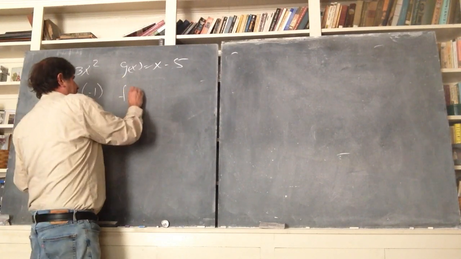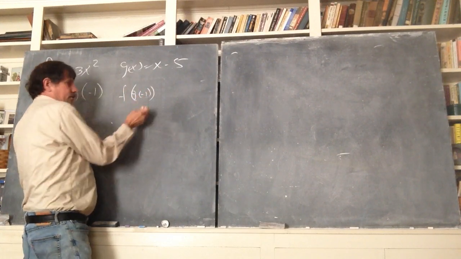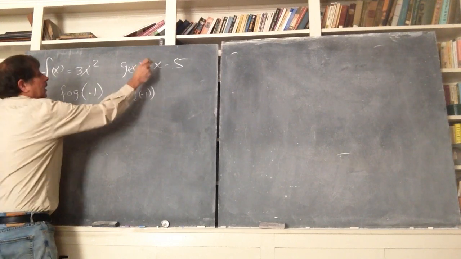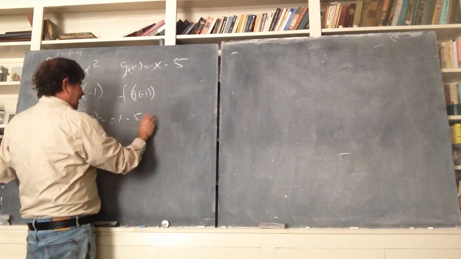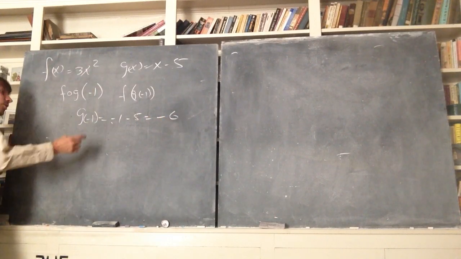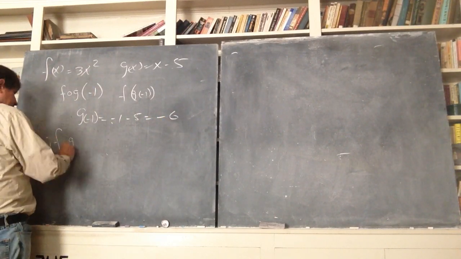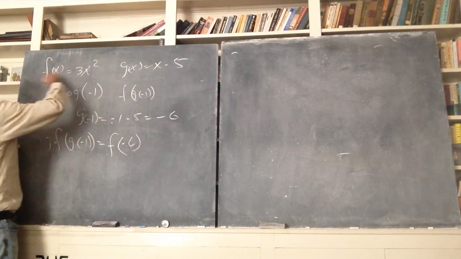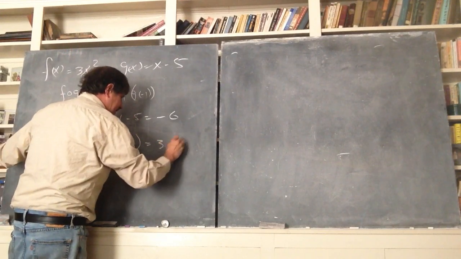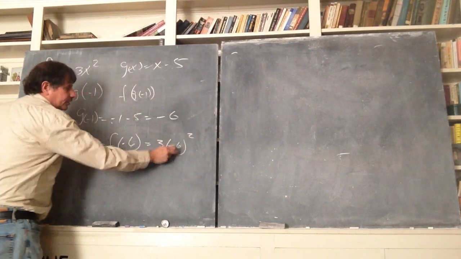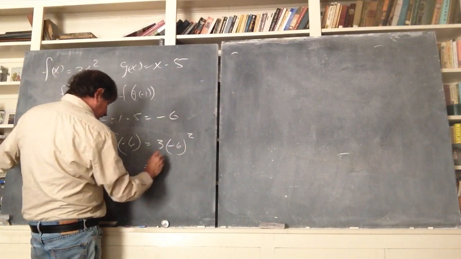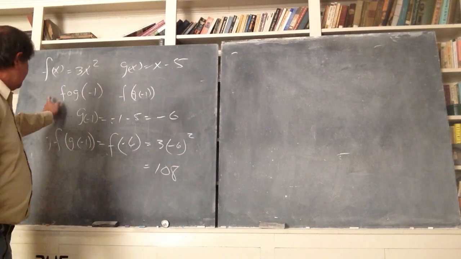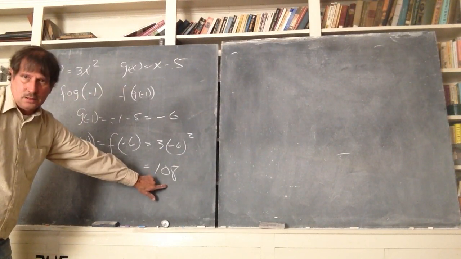This means f at g at -1. So if you work in parentheses, we're going to get g at -1. g at -1 is -1 minus 5, which is -6. And then what we want is f at g at -1, which is f at -6, which is 3 times -6 squared. 6 squared is 36, times 3 is 108. So f∘g at -1 is 108.